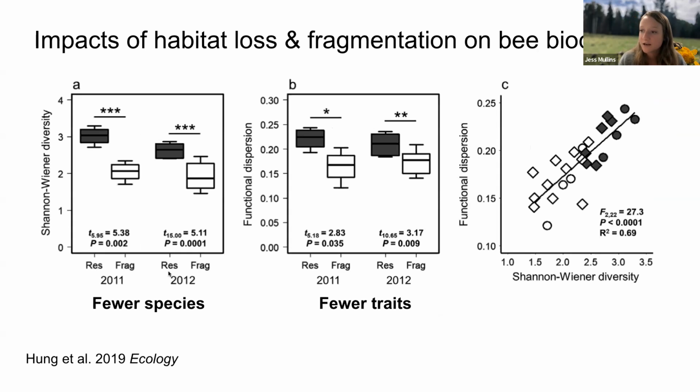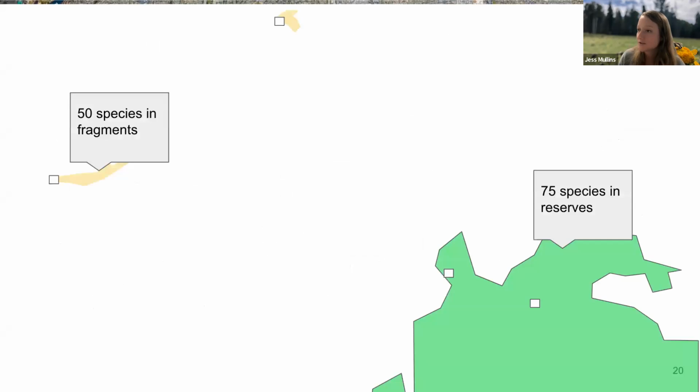So to look at that in figures, reserves are in the dark gray. There are more species found in reserves, and in fragments are white boxes, fewer species, and the same goes for traits. And also the same pattern found. So functional traits on the y-axis and diversity on the x. And it's a very clear pattern that there are fewer traits, fewer bees found in fragments than there are reserves.